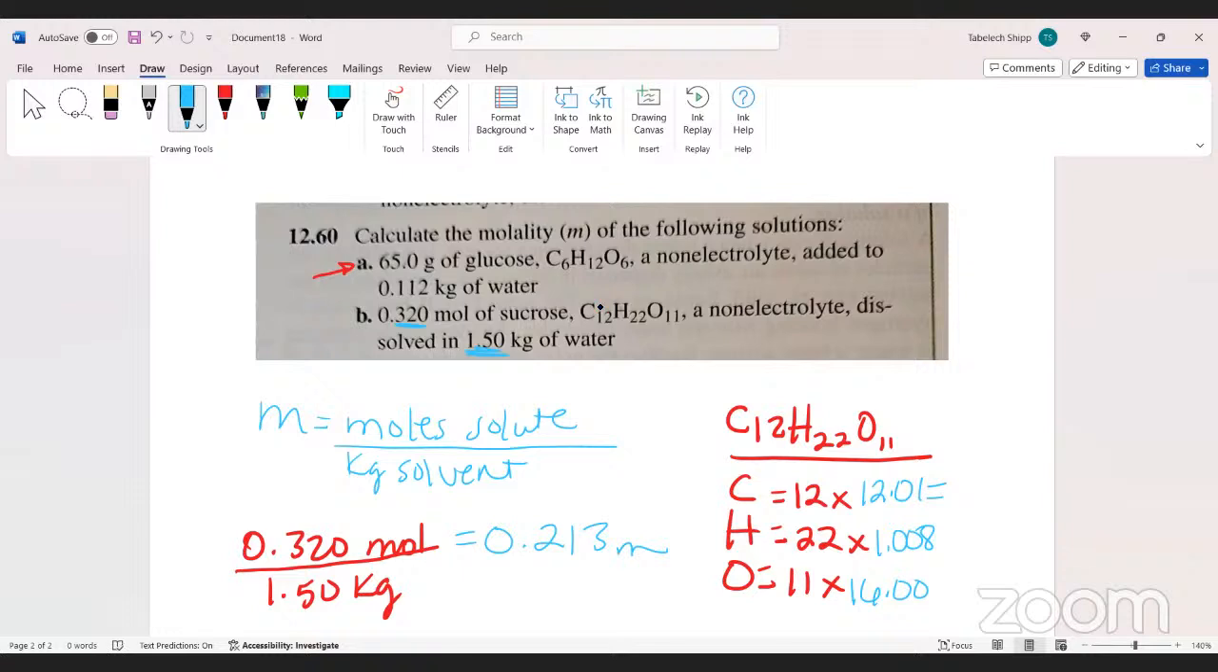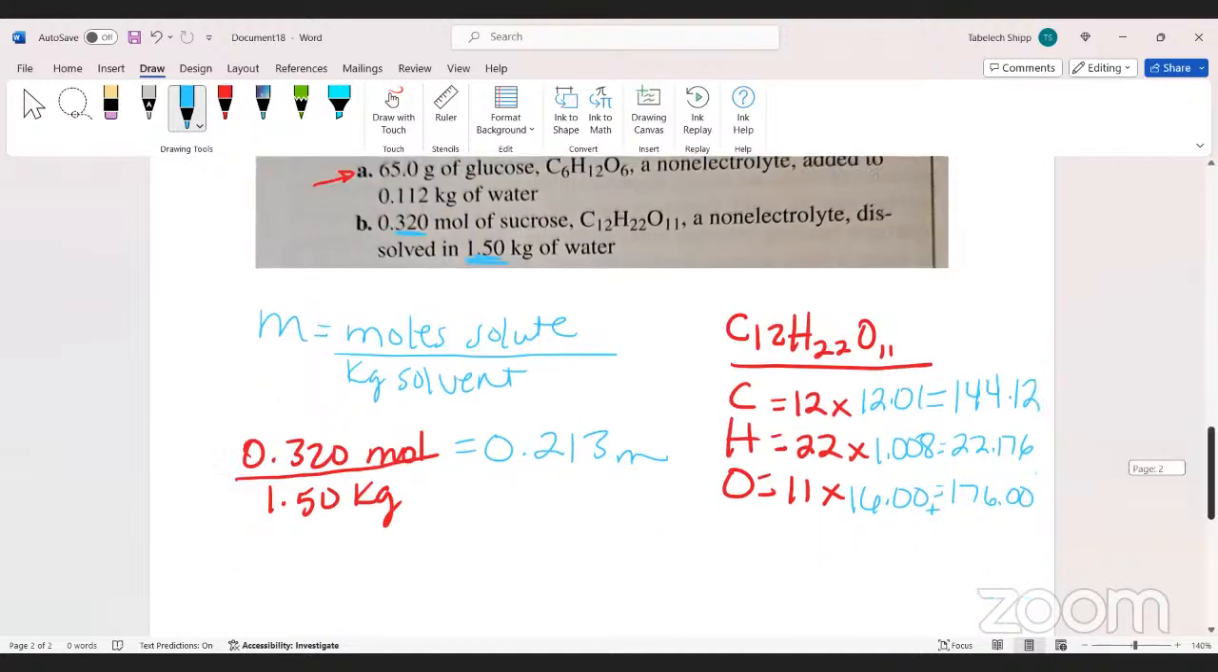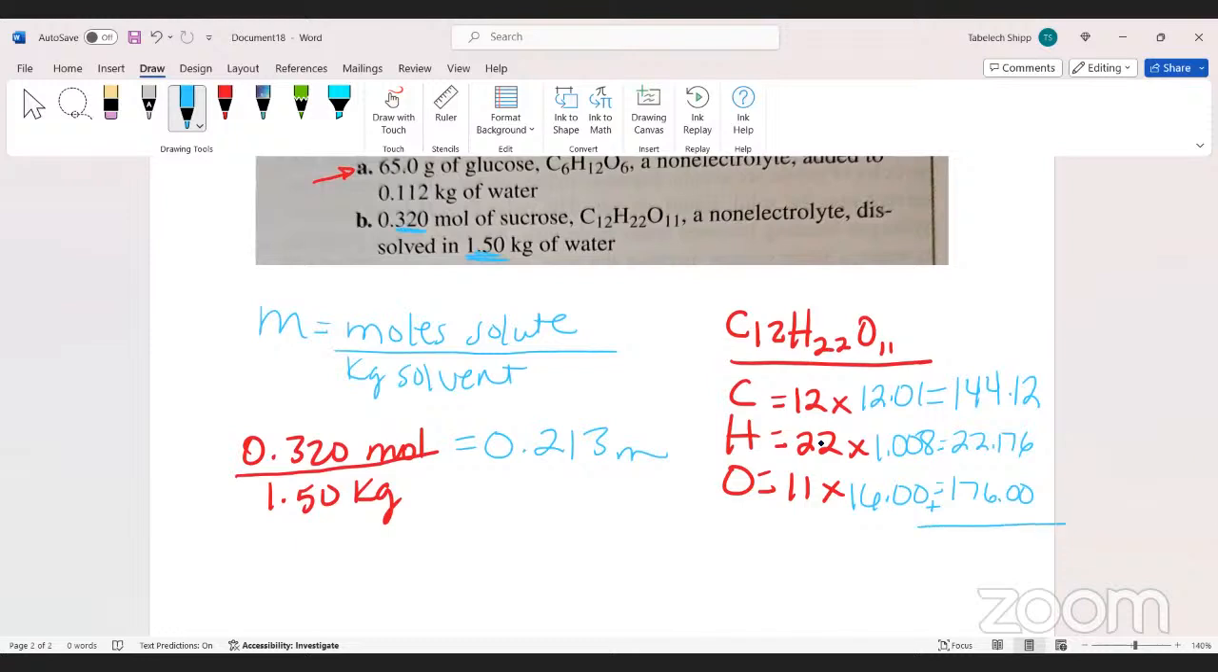So when you take these numbers right here, you've got your 12 times 12.01, you get 144.12. For hydrogen, you get 22 times 1.008, and you get 22.176. And then for oxygen, you got 11 of those times 16, and that gives you just simply 176.00. So what you're going to do when you add these numbers together, and let me scroll the screen down a little bit so you can see that, when you add all 3 of these numbers together, you go with the least amount of digits after the decimal.